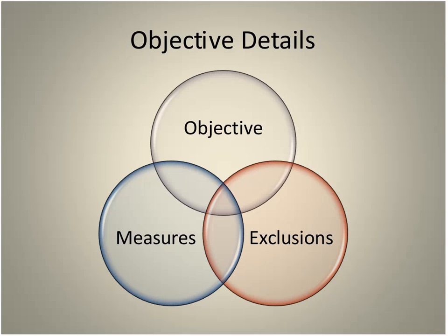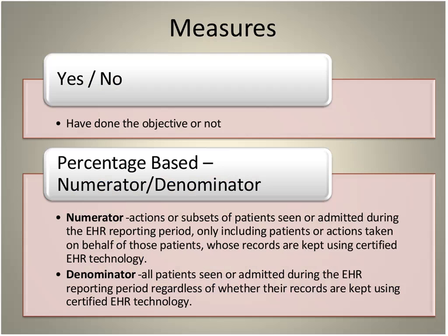Each one of the meaningful use objectives is examined from 3 different directions. One is the objective itself. Second is the measure, how the objective is going to be measured, and then any possible exclusions. The measures themselves break down into 2 categories. There's either affirmative or negative, whether the objective has been done or not. An example of that is drug-to-drug interactions. It's either turned on or not turned on. Clinical decision support. It's either on or it's off. No percentages there at all.